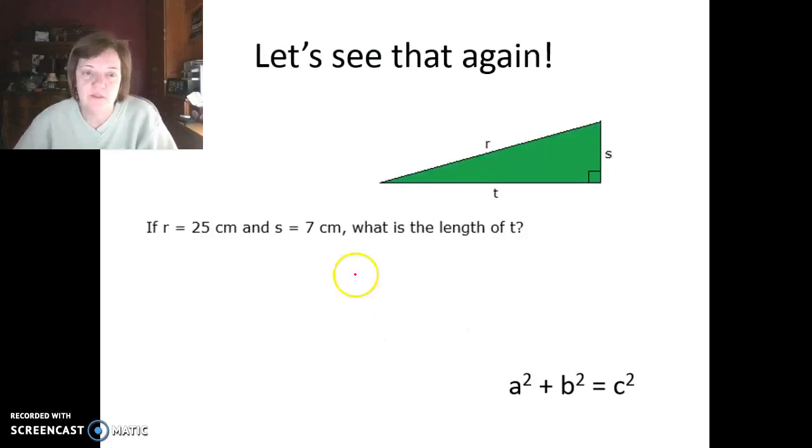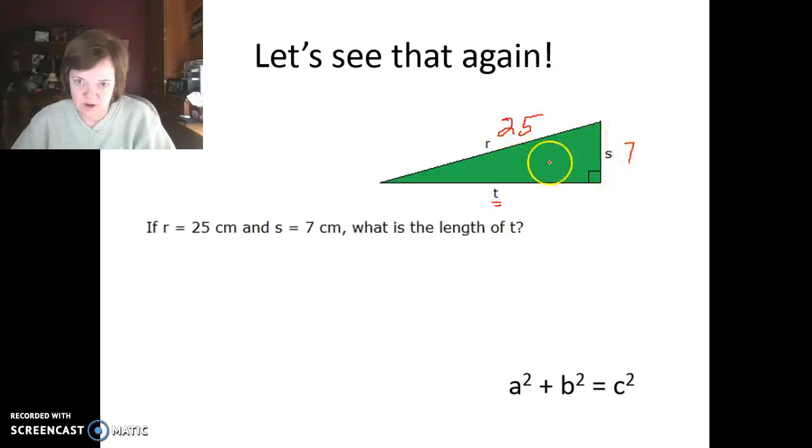First thing you want to do is label it so you can really see what's going on here. So R is 25. So I'm going to put that here. S is 7. Put that there. And T is what we want. Now, which one's our hypotenuse? R, T, or S? Well, look at your right angle and point. It's 25. So, once again, we've got one where we're missing a leg.